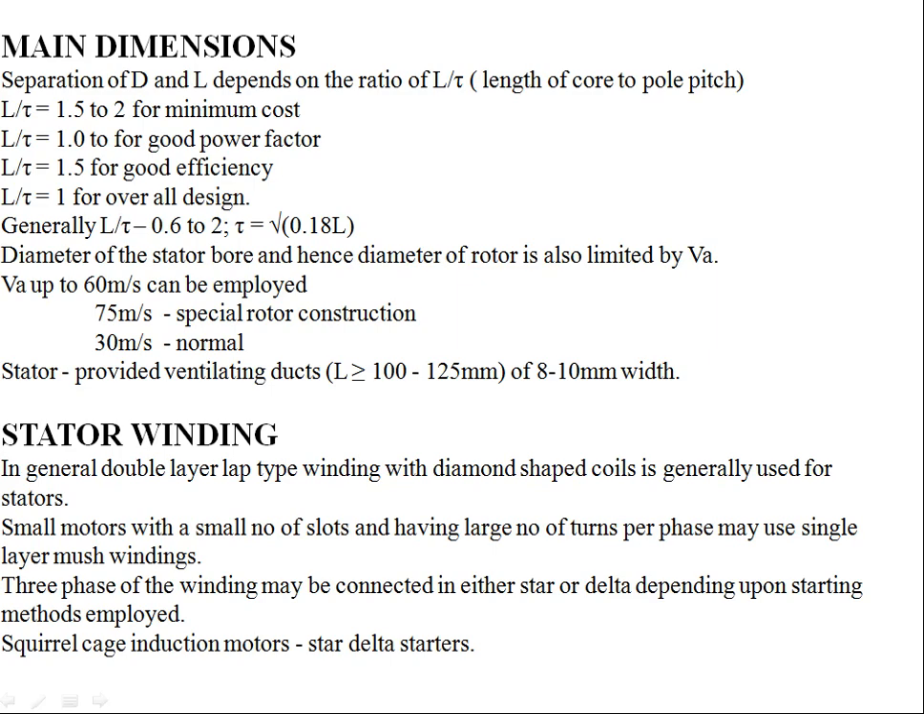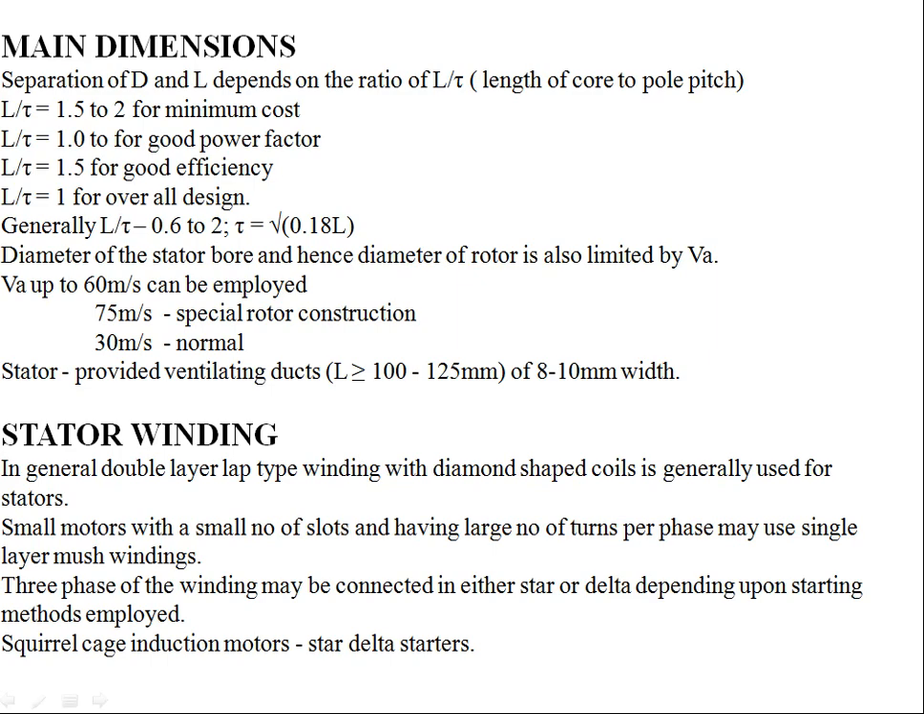And then the ventilating ducts. The stator is provided with ventilating ducts where the core length is not to exceed 100 to 125 mm. Where L is greater than 100 and up to 125 millimeter, ventilating ducts are given, and the width of each duct ranges between 8 to 10 mm.